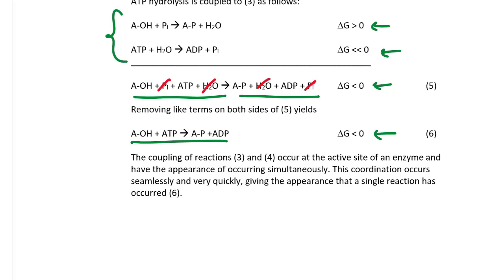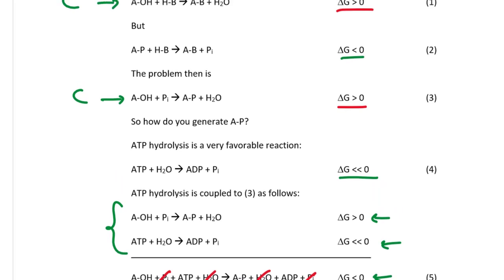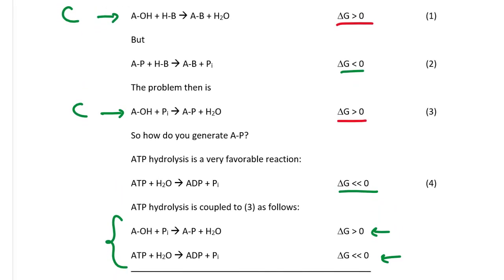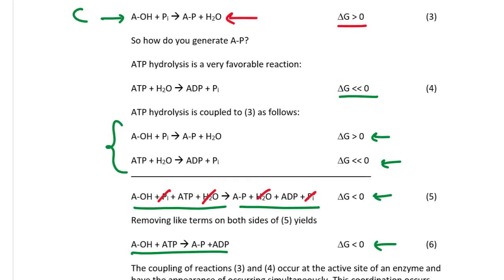So what we did was solve the problem that we had up here, which was phosphorylating A, right? But now that we phosphorylated A by coupling it to ATP hydrolysis, we can simply use this reaction right here to attach A to B and get our AB molecule, which is A and B covalently attached to each other.